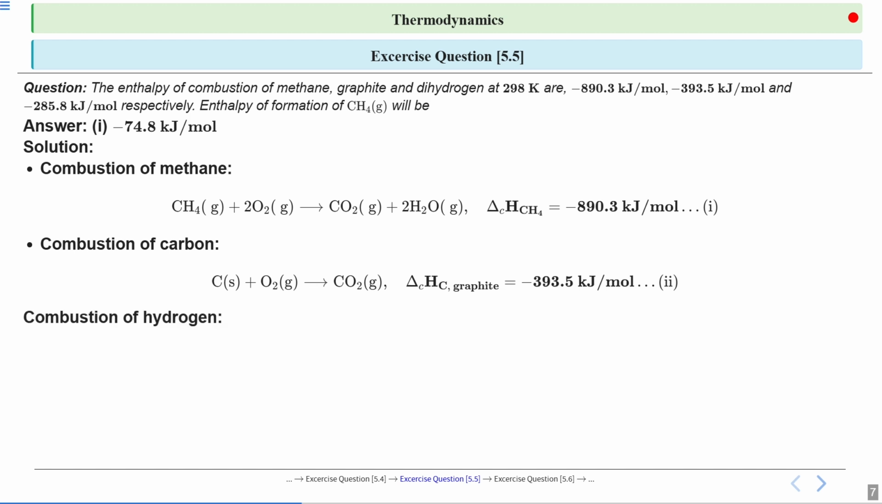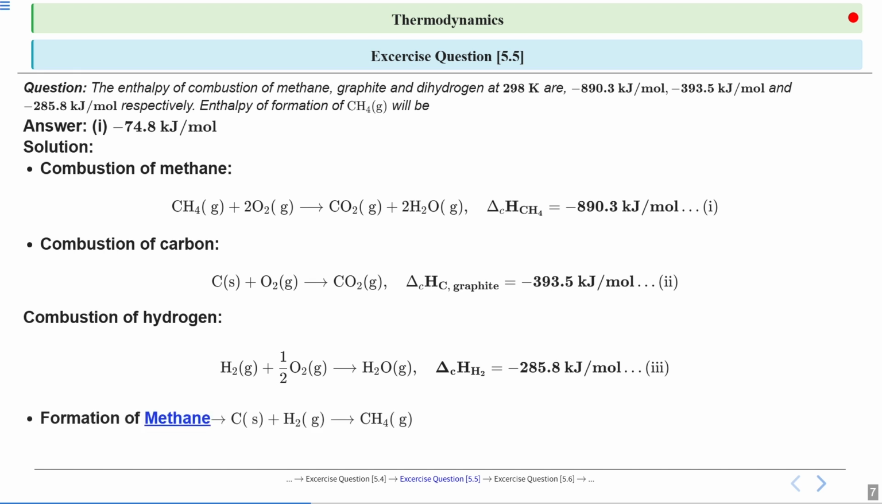Now coming to the last thing, which is the combustion of hydrogen. It is also very simple. It will give you water. And remember, you will take 1 mole of molecular hydrogen, the same as for carbon, 1 mole of carbon, and the same as for methane. The value for dihydrogen combustion is given as 285.8 kilojoule per mole. So this much energy is released. Mark it as equation number 3.